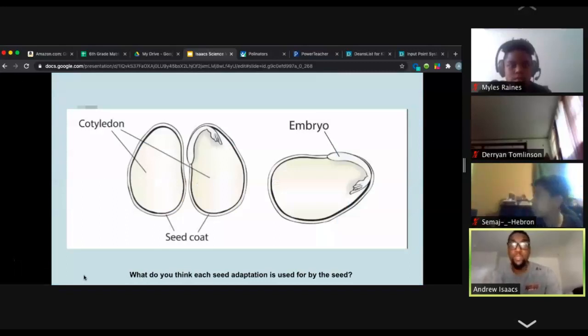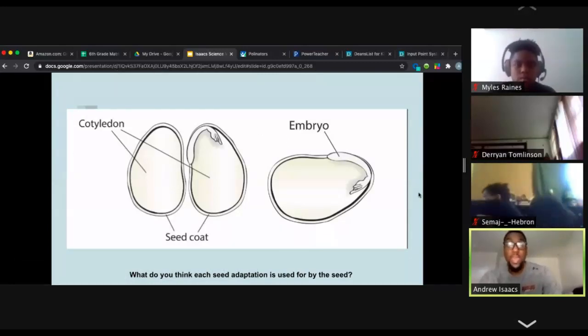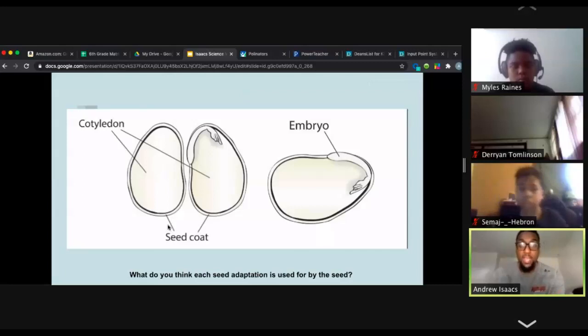We're actually going to talk a little bit about what these different things are right now, okay? So we have the cotyledon, we have the embryo, and we have the seed coat, all right? Looking at these diagrams, you're looking to see what they are. It looks very similar to a cell, right? Doesn't this remind us of cells?